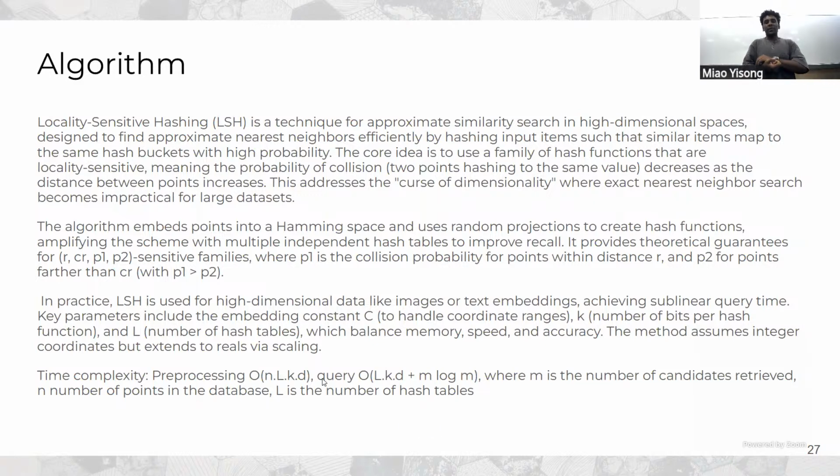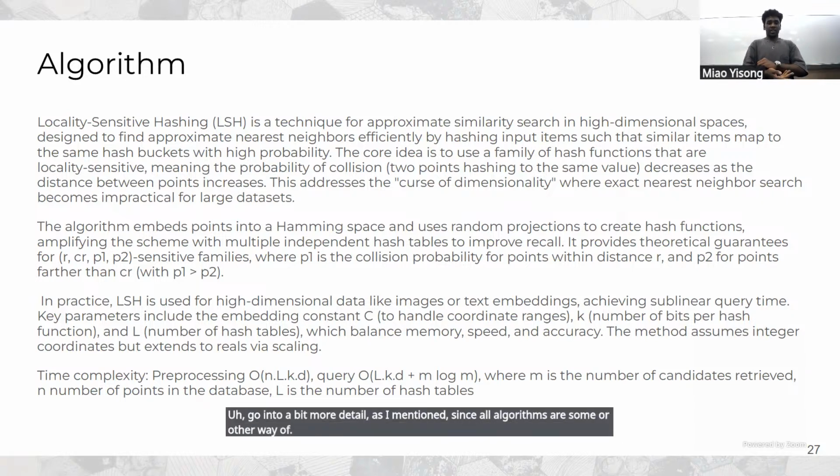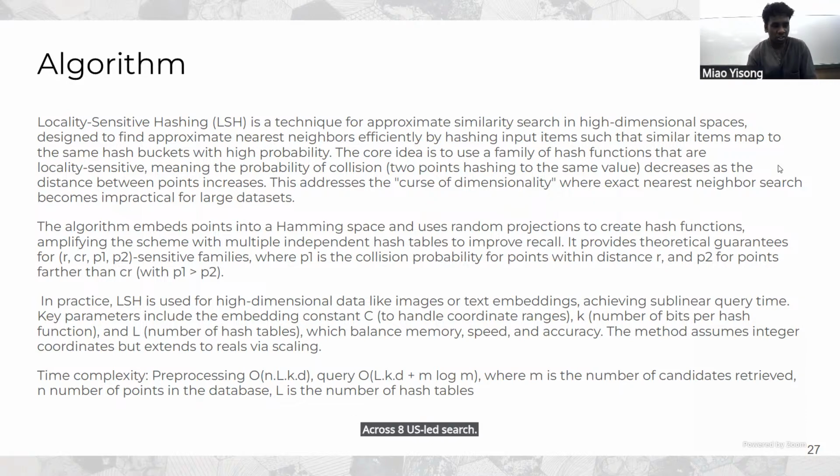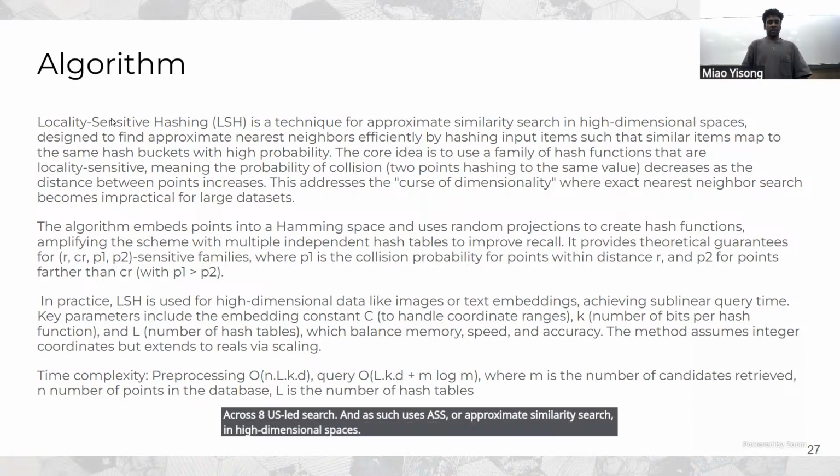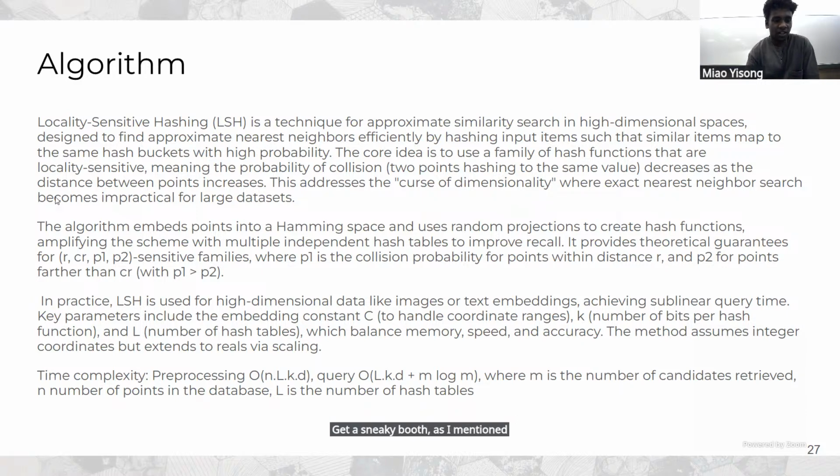Going into a bit more detail, as I mentioned, all these algorithms are some way of ANN, or approximate nearest neighbor search. LSH uses ASS, or approximate similarity search, in high dimensional spaces to approximate nearest neighbor. As I mentioned again, the core idea is to use a family of hash functions that are locally sensitive, meaning the probability of collision decreases with the distance between points. Basically, similar traits. It also addresses the curse of dimensionality, where exact neighbor search becomes impractical.